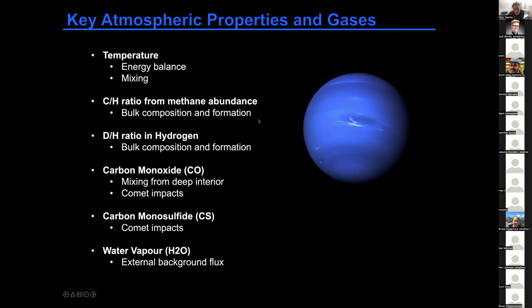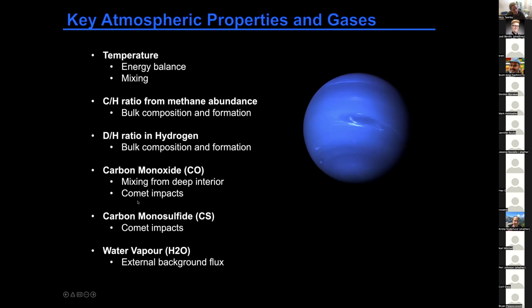We've got the carbon to hydrogen ratio. We can have an idea of that from measuring the methane abundance, if we can measure the deep methane abundance. And that's indicative of bulk composition and hence formation. Same thing with the D to H ratio. That could tell us what level of enriched ices have entered Neptune in the past, and what kind of abundance those things have in the planet.